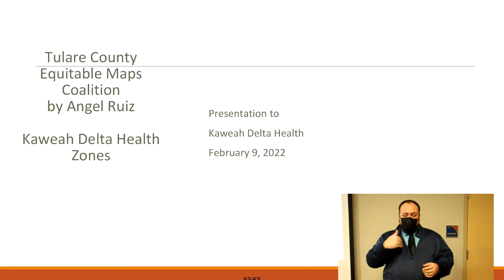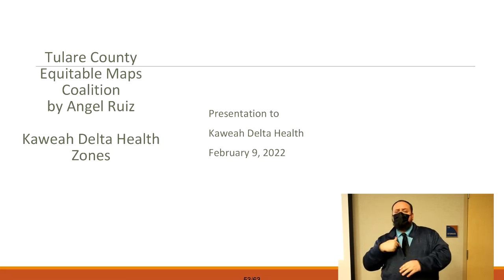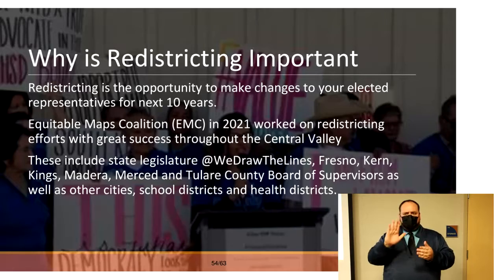My name is Angel. I'm with the EMC, which is the Equitable Coalition Map. We have been working around the clock doing redistricting work in Tulare County. So I'm honored to be here presenting, and I'm honored to be able to submit a map, and to be part of the community.